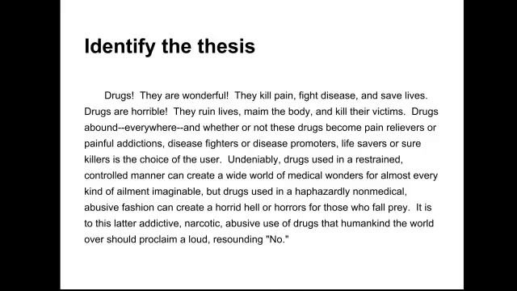Undeniably, drugs used in a restrained, controlled manner can create a wide world of medical wonders for almost every kind of ailment imaginable. But drugs used in a haphazardly, non-medical, abusive fashion can create a horrid hell or horrors for those who fall prey. It is to this latter addictive, narcotic, abusive use of drugs that humankind the world over should proclaim a loud, resounding no. So take a moment and see if you can identify the thesis statement in this introductory paragraph.